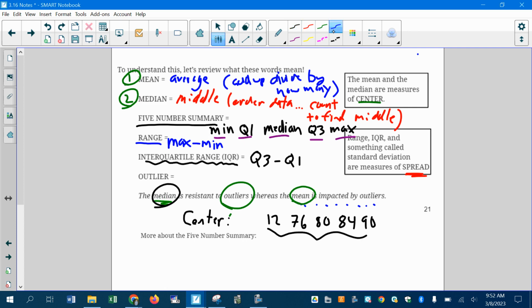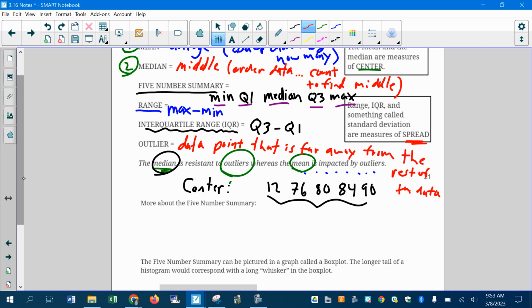Last thing, an outlier. It's just a data point that is far away from other data points. It's far away from the rest of the data. Sometimes you collect data and there's kind of one person or one thing that's really different than the other ones. It's called an outlier. Cool.